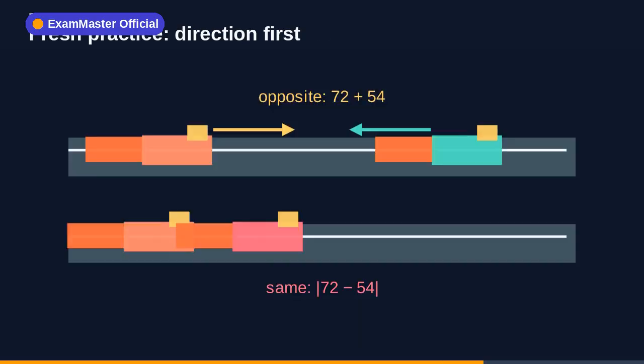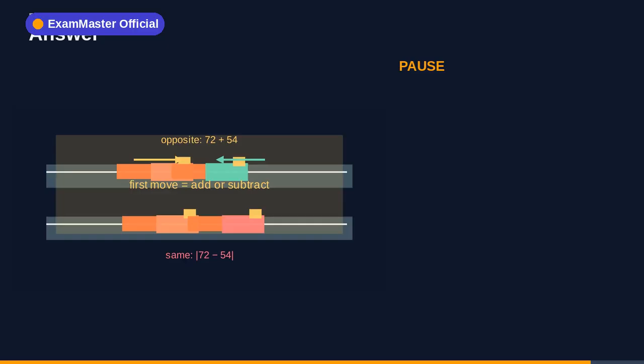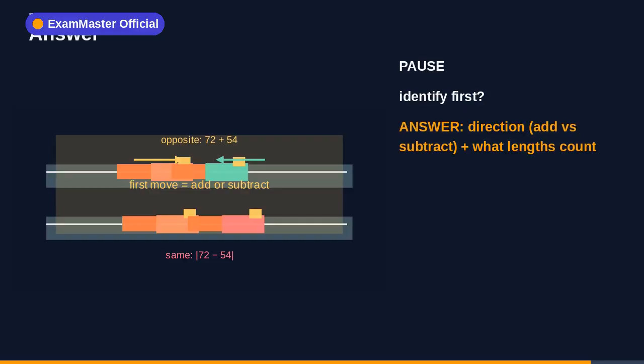Before arithmetic on a relative speed question, which quantity must you identify first? The answer is direction, opposite versus same, plus whether length sum or only a gap counts. Direction picks add versus subtract. Object type picks L1 plus L2 versus gap.